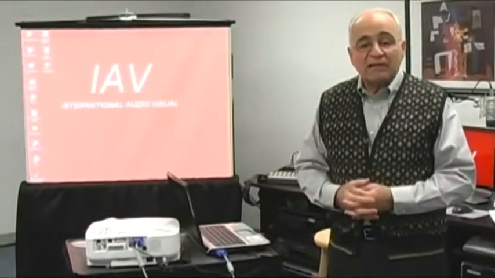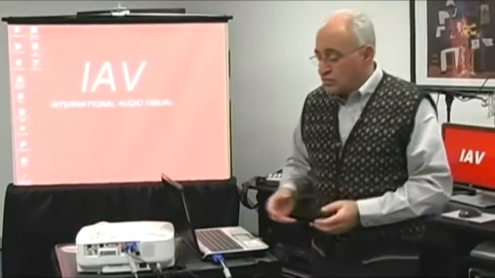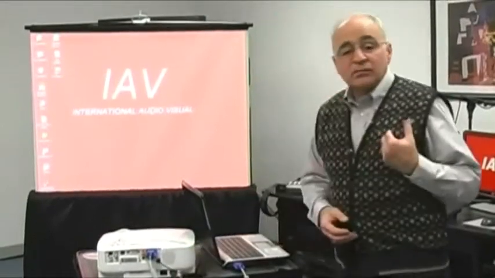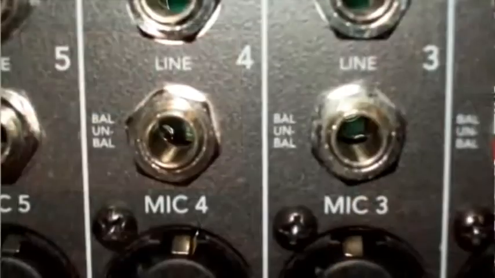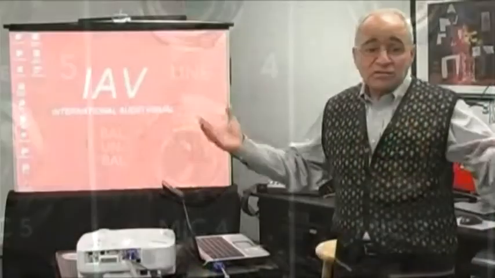Most projectors have their own speakers in them. But if you're using an independent sound system, all you need to do is take this cable and, instead of going into the projector, go into your mixer on an audio in input, and you'll be able to project the audio through your sound system. And that's all it takes.